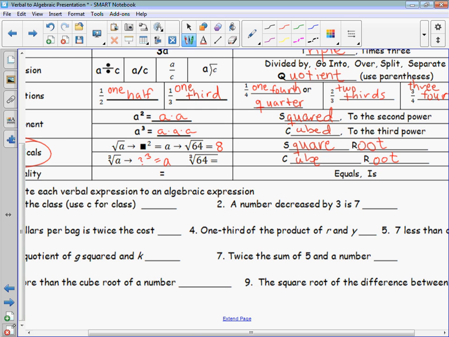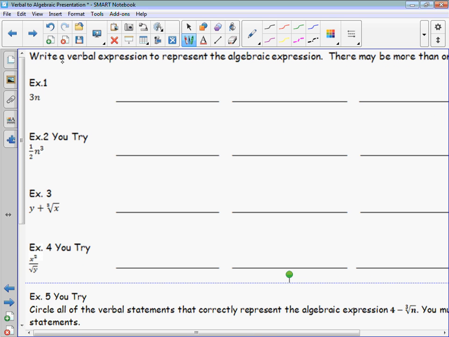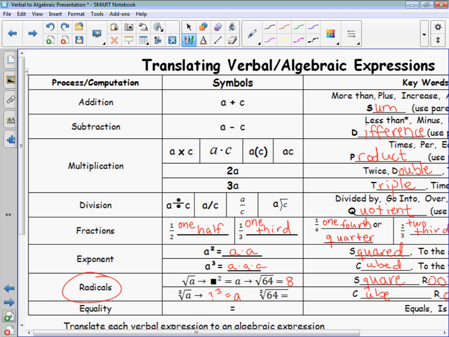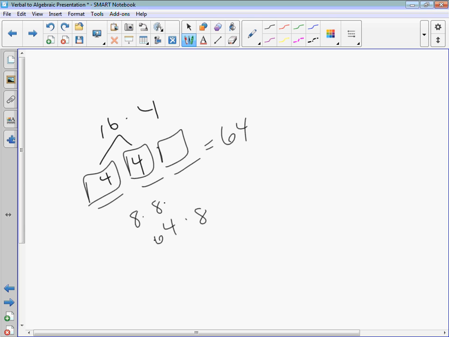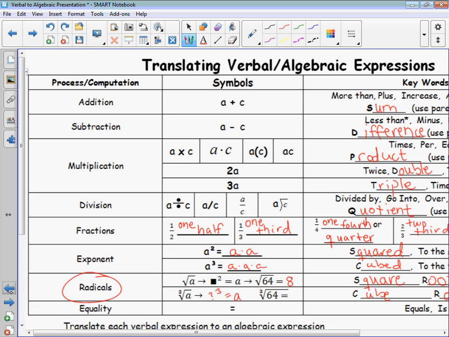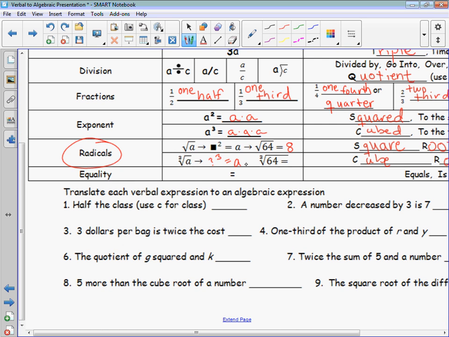This is saying, if I do blank times blank times blank, this is 64. What is that number that's going to multiply by itself 3 times? 4. 8 would be too big, right? Because I'd already have 64. Times another 8 would be too big. 4 will work. 4 times 4 is 16. Times another 4 will give you the 64. Okay? So the cube root of 64 is actually 4.